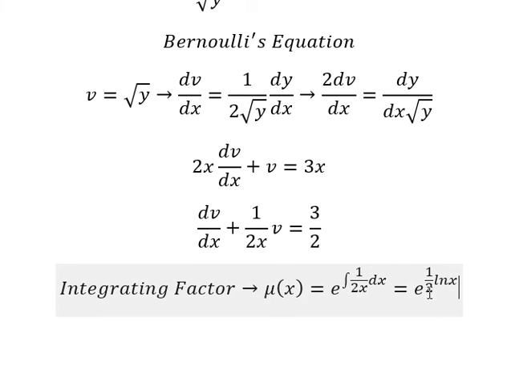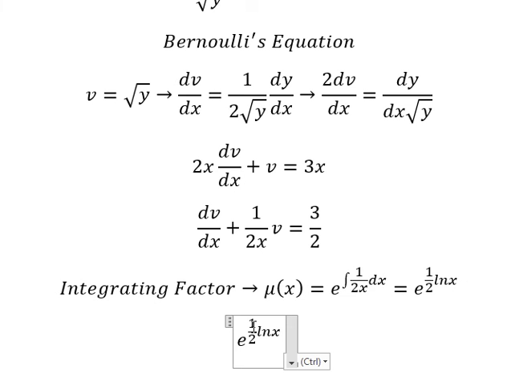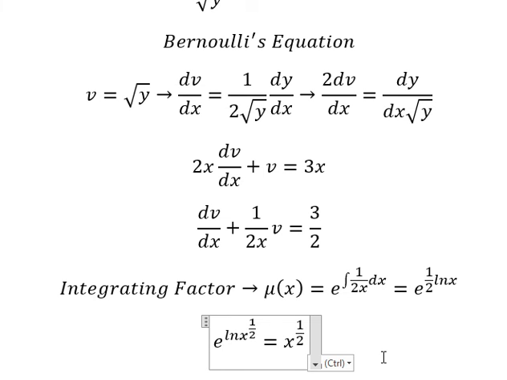So we can put 1 over 2 inside the natural log in here. And you will get ln s to the power of 1 over 2. And this one, e to the power of natural log in here, you get s to the power of 1 over 2. And that's the square root of s.